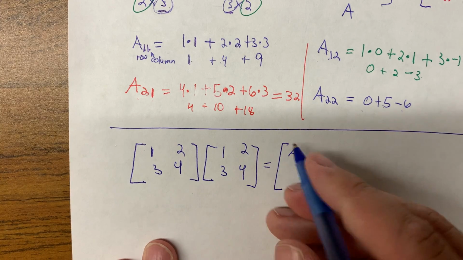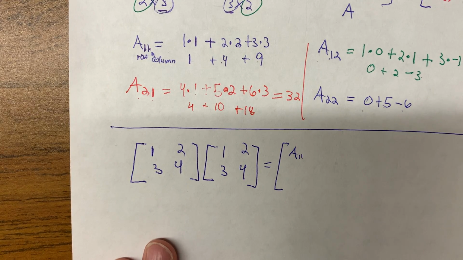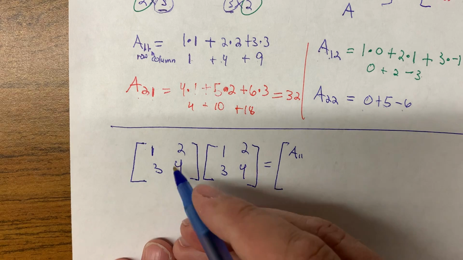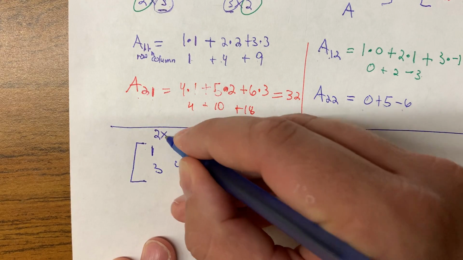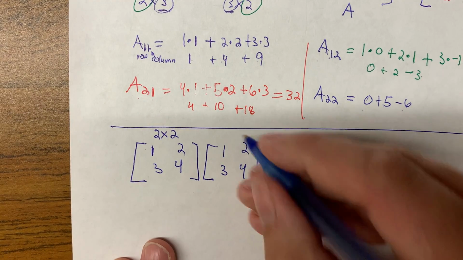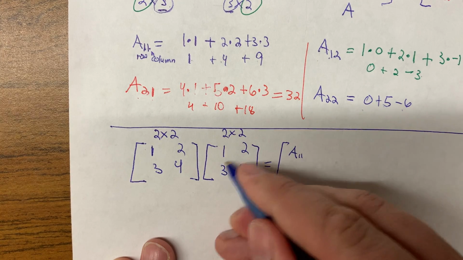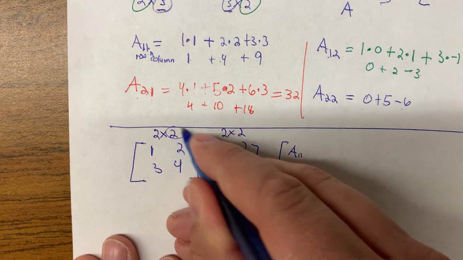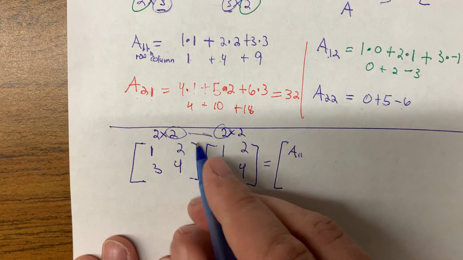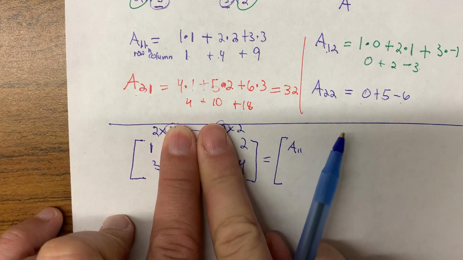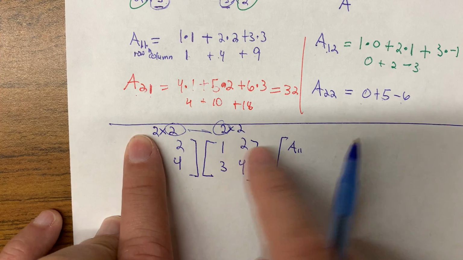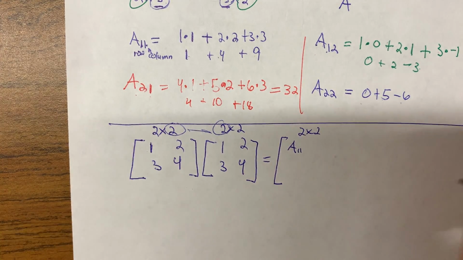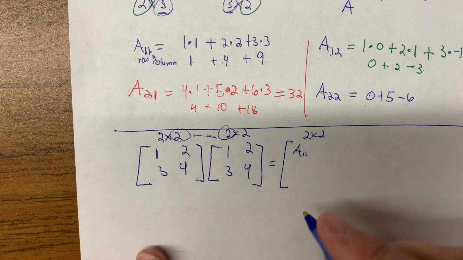First of all, the question is, can we multiply these at all? Well, we have to look at the dimensions. This is a 2 by 2 matrix. What's the dimension of the second one? It's also 2 by 2, 2 rows, 2 columns. Can we multiply them? Yes, because the middle ones line up. The leftover dimensions are the answer, so we're going to get a 2 by 2.